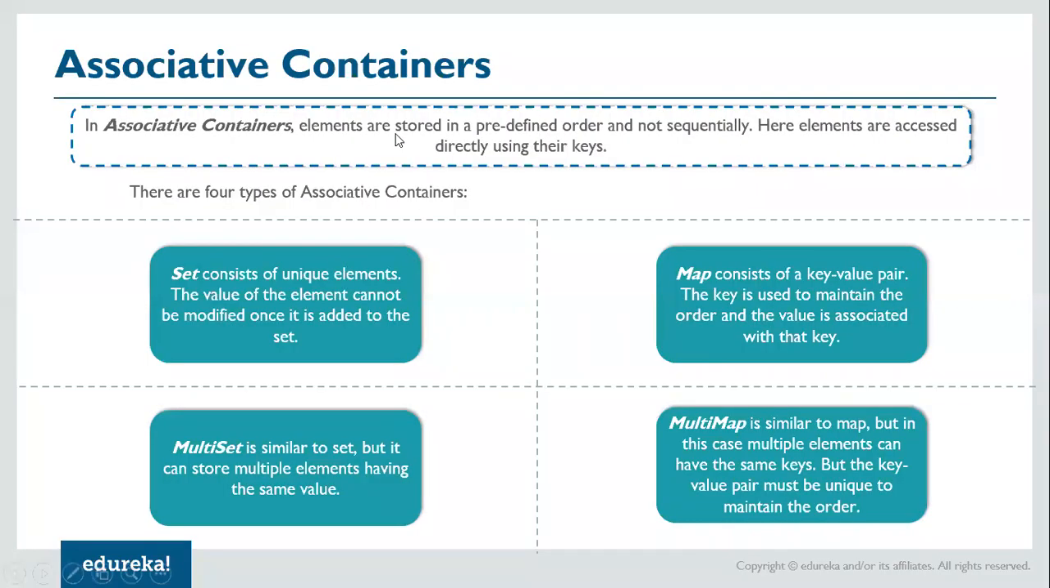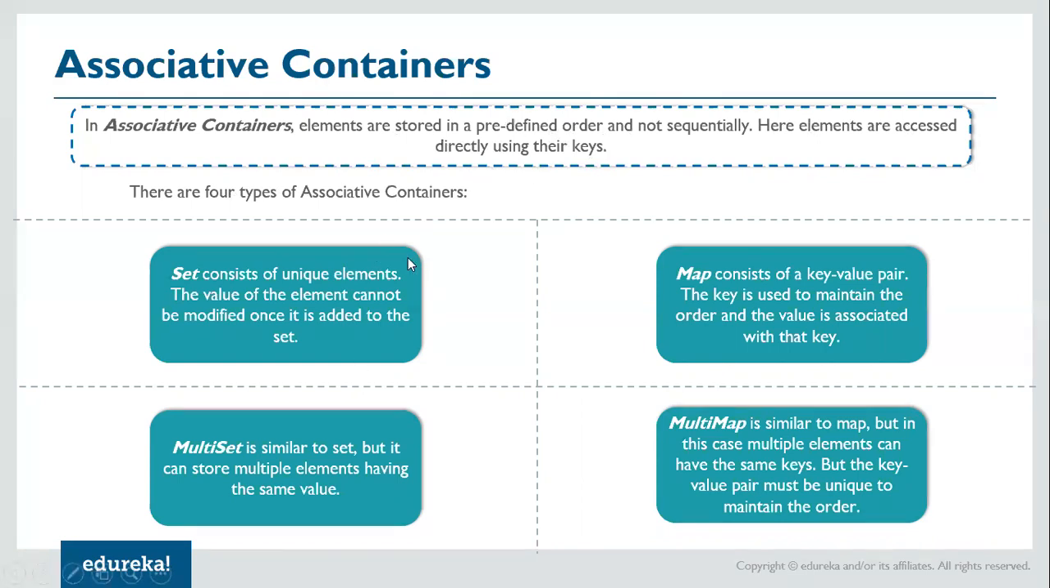Now let us look at associative containers. In associative containers, elements are stored in a predefined order and not sequentially. Here elements are accessed directly using their keys. So earlier, as we talked, elements are stored in sequential order, whereas in the case of an associative container, the order is predefined and it is not sequential in nature.